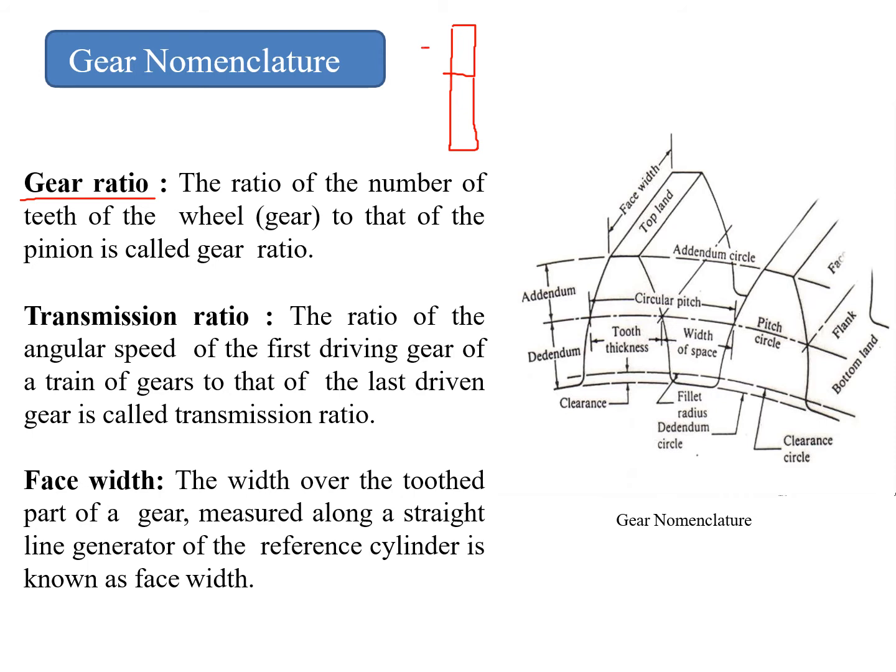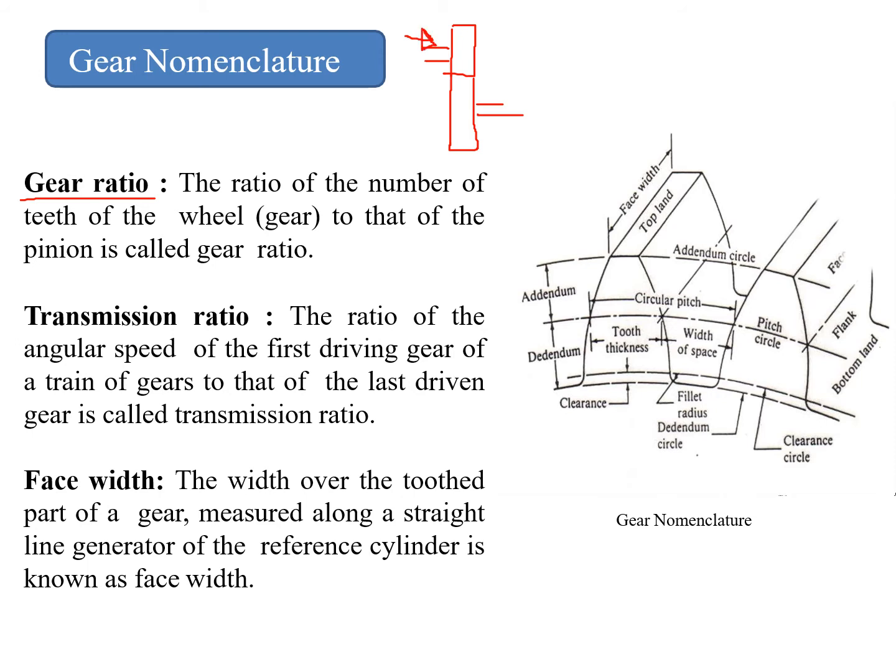Okay, so in this case, here will be the input shaft which is connected to the pinion, and here will be the output shaft which is connected to the gear. The formula for transmission ratio will be the ratio of angular speed of the first driving gear. That is nothing but your pinion driving over here, with input given by this input shaft.